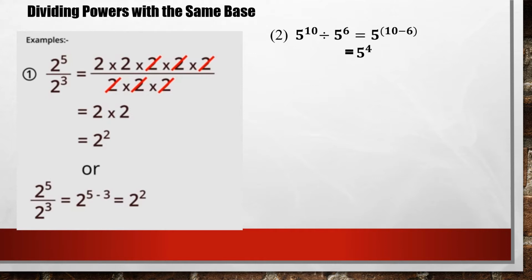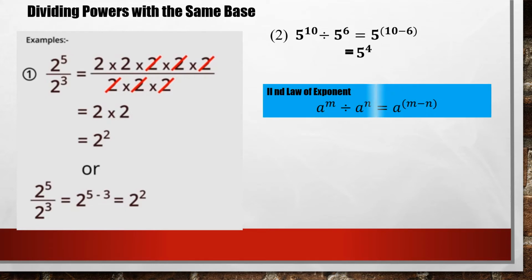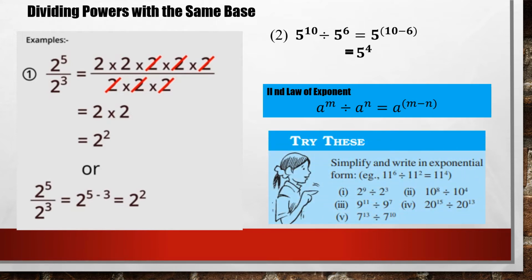In general, for any non-zero integer a, a raised to m divided by a raised to n is equal to a raised to m minus n, where m and n are whole numbers and m is greater than n. Let us try this question. That is, simplify and write in exponential form by using the second law of exponents.